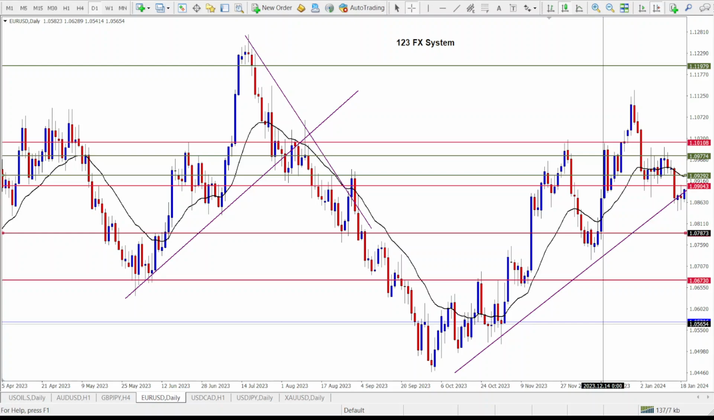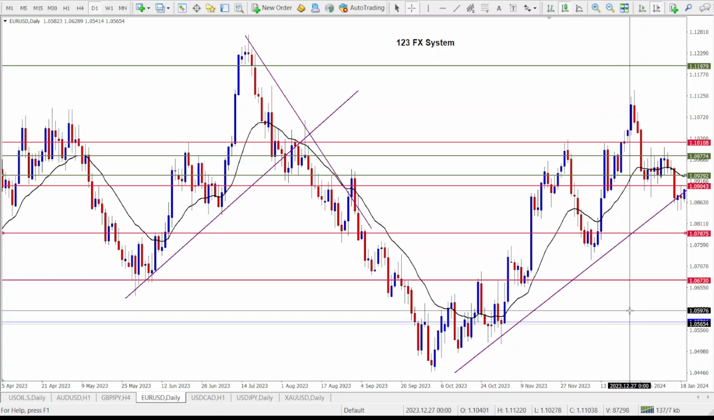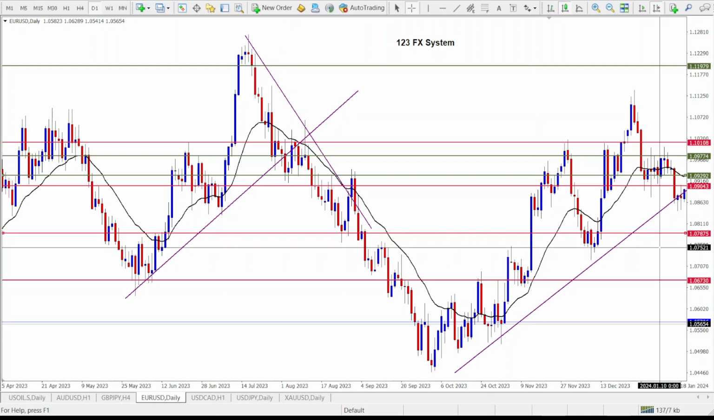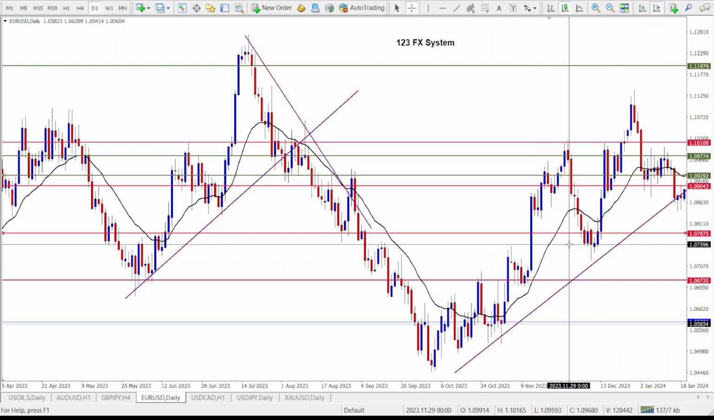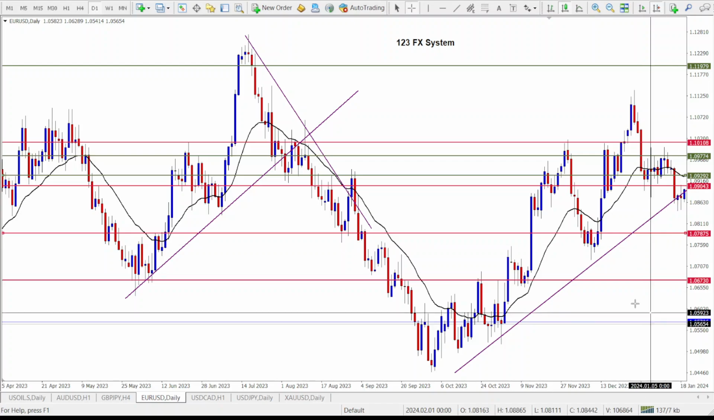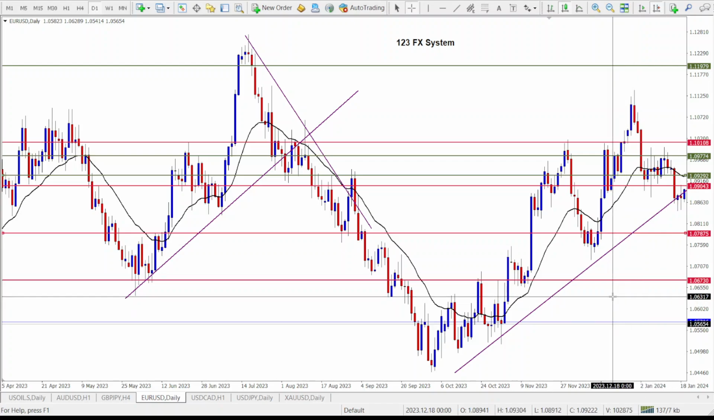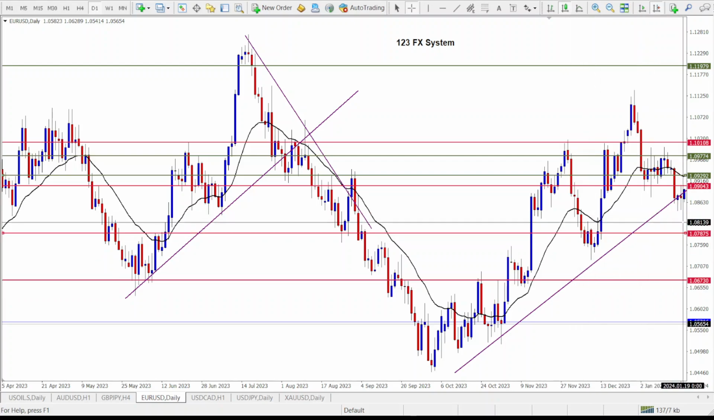Now let's quickly go over some common mistakes traders make when using the 123FX system. 1. Forcing the pattern. Not every market move fits the 123 structure. If the setup is not clear, don't force it. Secondly, ignoring market context. Always consider the bigger picture. Check the overall trend, key levels, and news events that might impact the market. And then finally, stick to high quality setups. Avoid over trading. Avoid taking trades just for the sake of it. By avoiding these mistakes, you'll get much better results with the 123FX system.